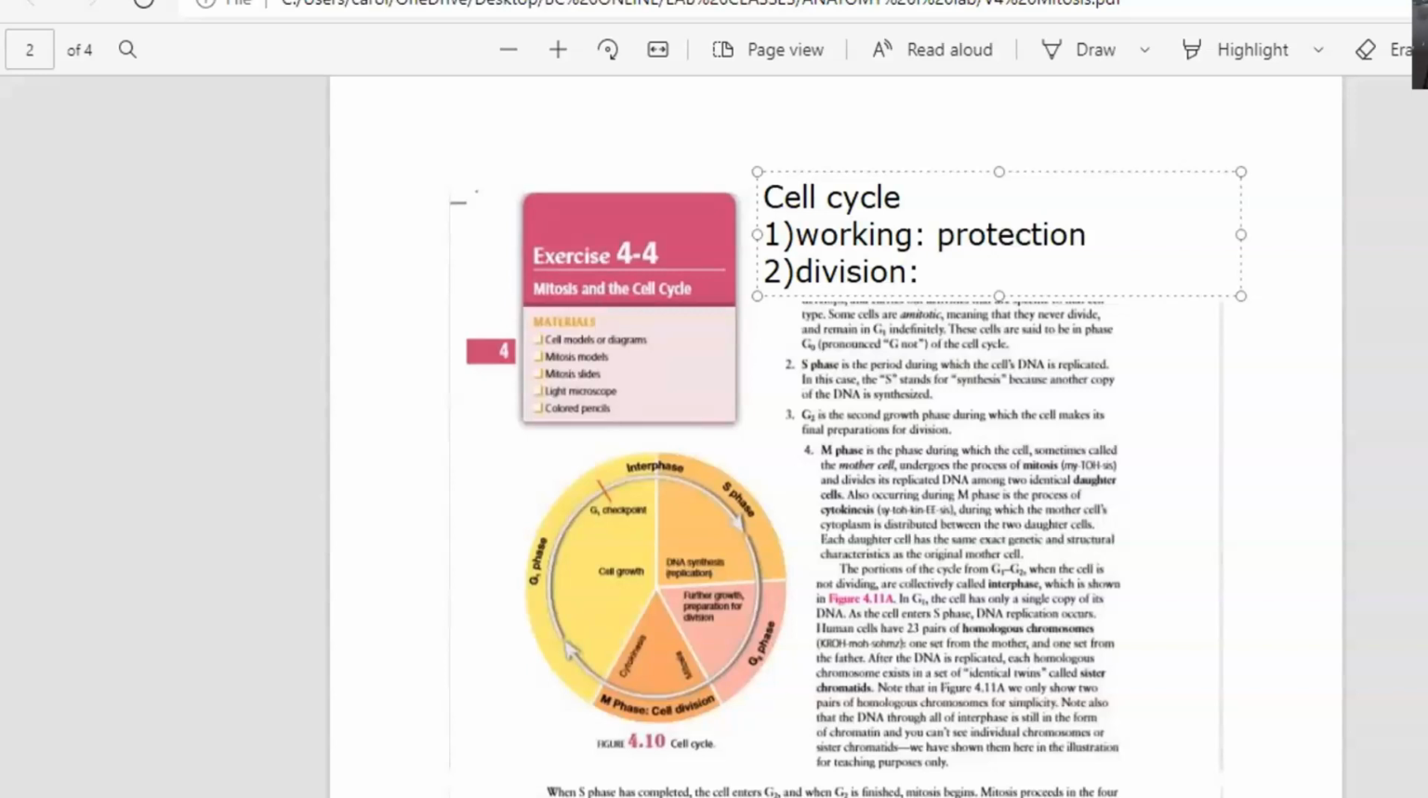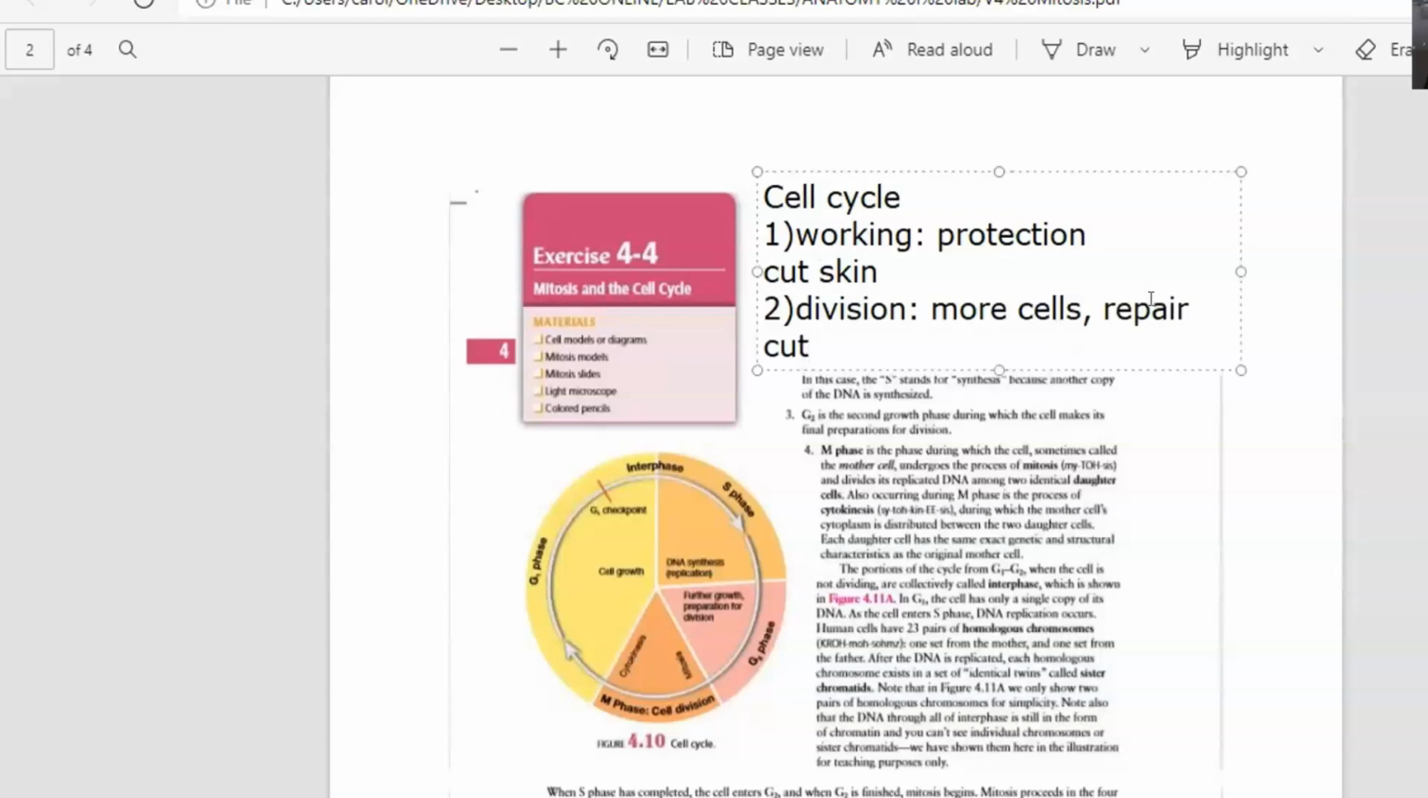Your skin. And then it just happens that, let's say, they're protecting, but unfortunately, let's say you cut your skin. So what are the cells going to say? Well, we need to create more cells in order to cover that gap because you cut your skin. Through cell division, you need to get more cells in order to repair the cut. So the cell was working, protecting your skin. Unfortunately, you cut your skin, so the cell needs to say, okay, we need to stop working because we need to create more cells in order to repair the cut that we just suffered.